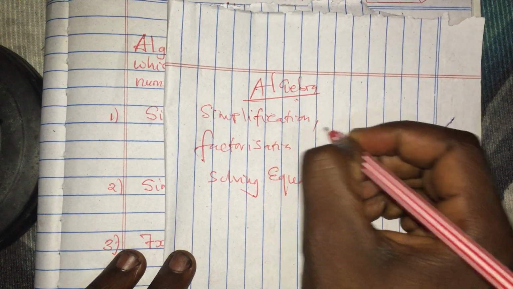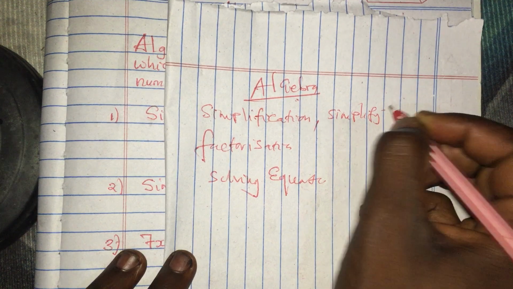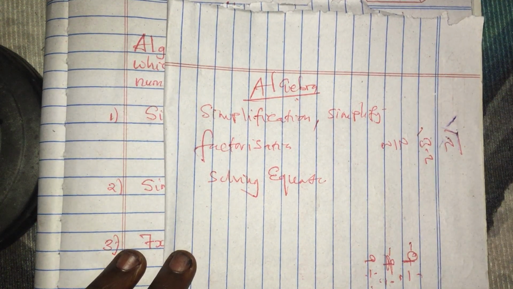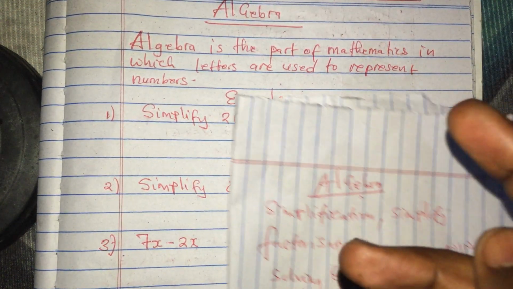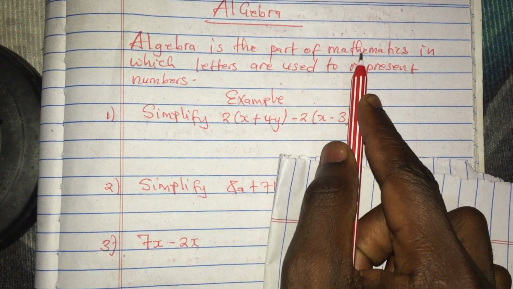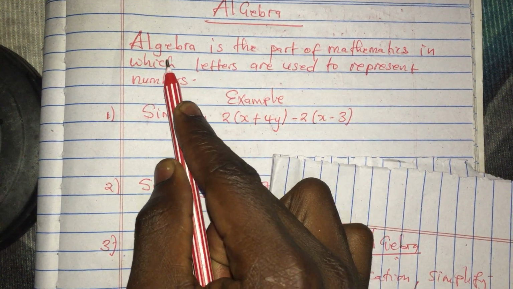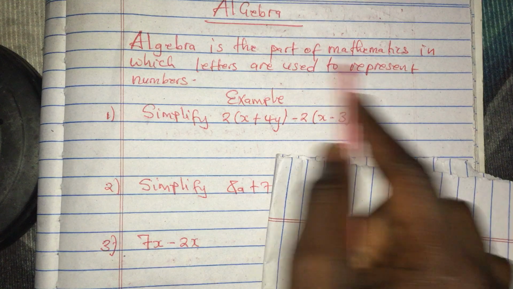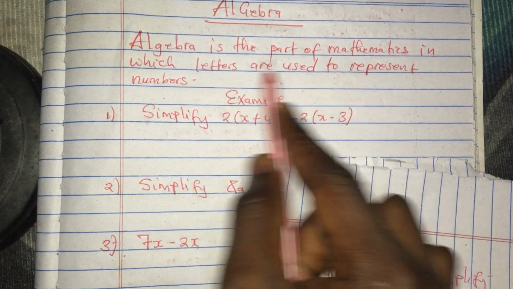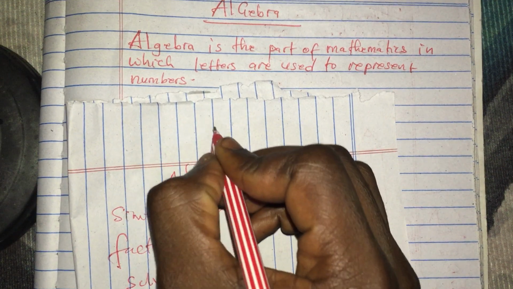Simplification, in short, it's simplify. These are questions where you see in paper 1 or in paper 2 saying simplify, alright? So in short, what is algebra? Algebra is the part of mathematics in which letters are used to represent numbers. For example, letters here are used to represent numbers.